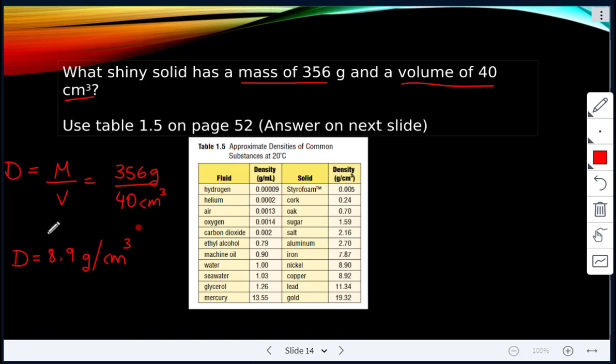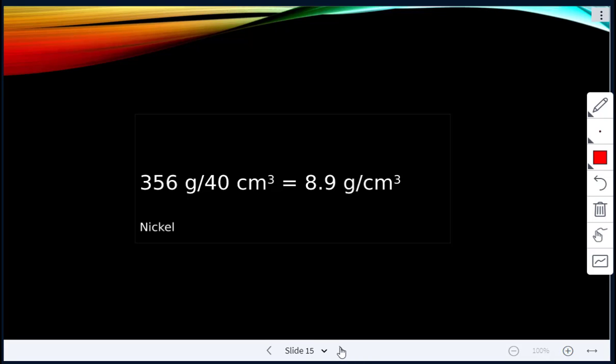Now that we know the density, we can go to our density chart and match what we got to an item on our list. Here we can see that nickel has a density of 8.90 grams per centimeters cubed. That's exactly what we calculated. So therefore, our shiny solid is nickel. This just quickly showed the calculation again and what the item was. It was nickel.